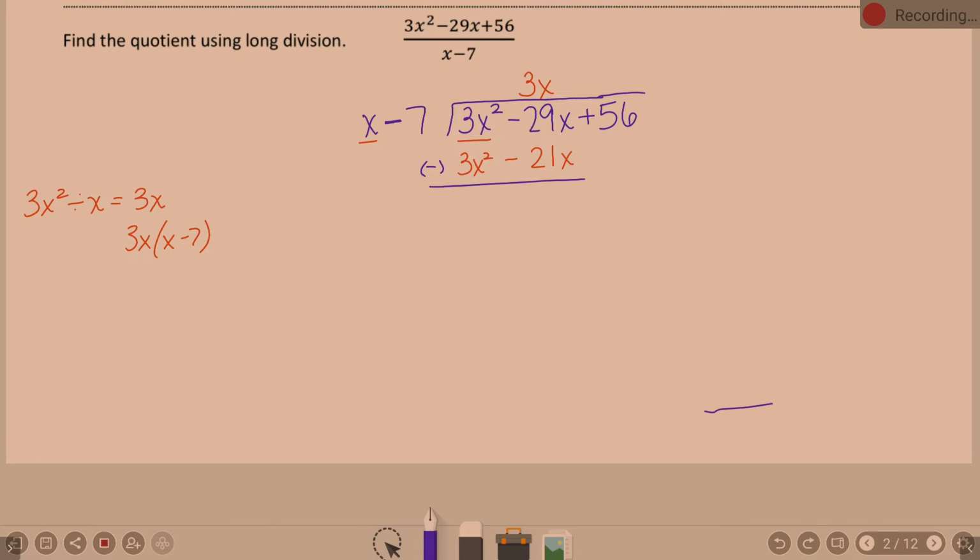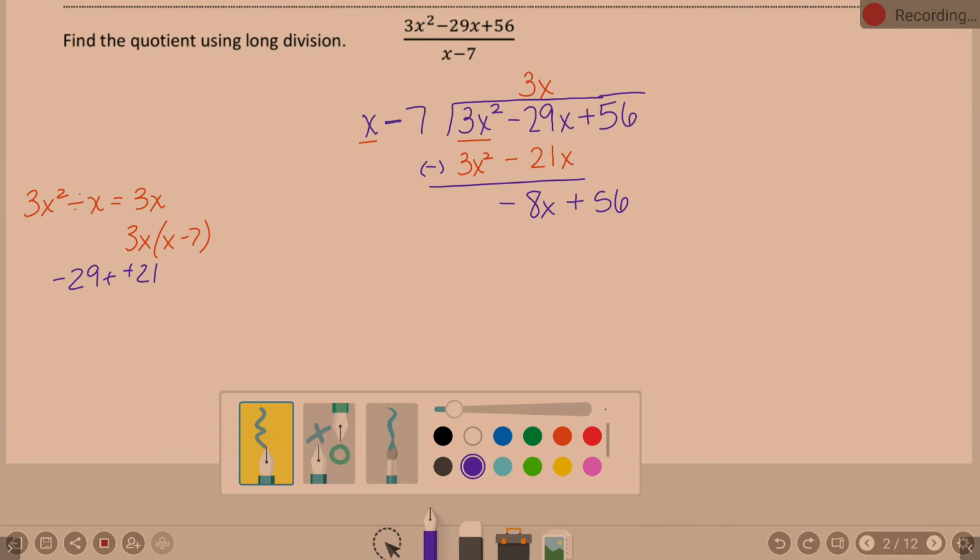Good news, 3x squared minus 3x squared cancels, 0. Negative 29x minus negative 21x. I think I want to side with the negative 8x. My brain's processing too. Negative 29 minus negative 21. There's the visual, right? So negative 29 plus 21. Okay, now what? Bring down 56.